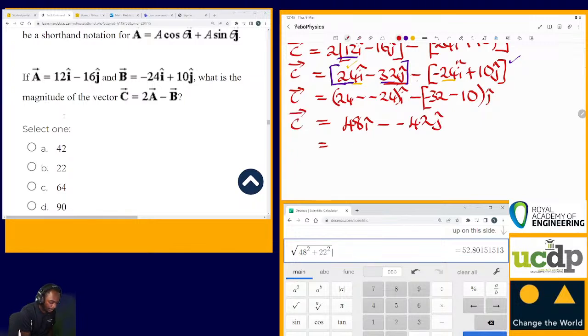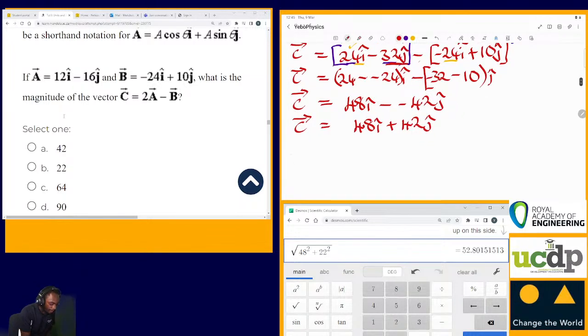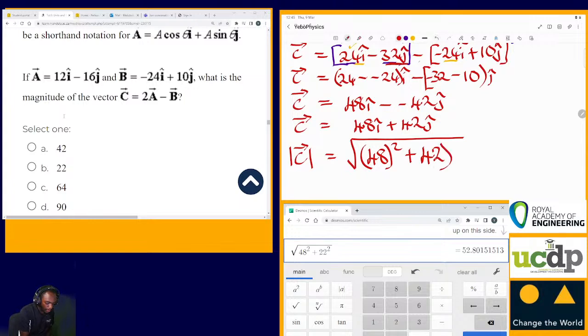So the vector becomes 48 in the i minus 42 in the j. Right. Then to find our magnitude, that becomes the square root of 48 squared plus 42 all squared.